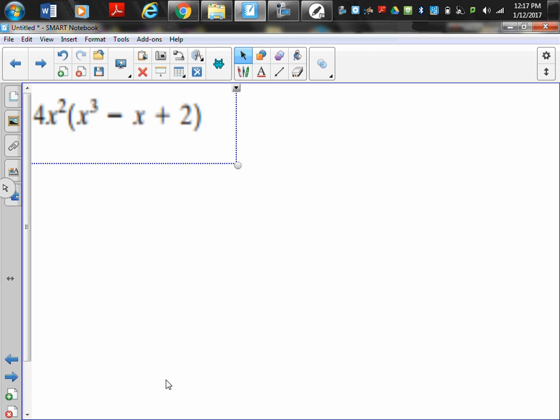Alright, so yesterday we talked about addition and subtraction. So let's talk about multiplication today. This goes back to the good distributive property. When all you have is a number on the outside, it's the distributive property.